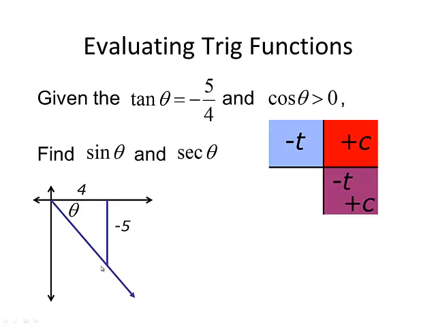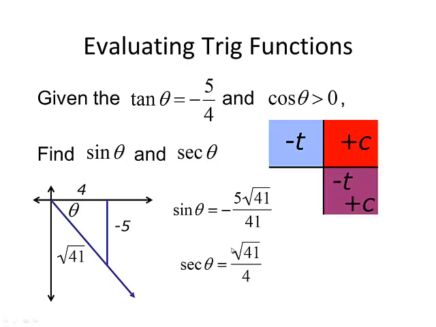So just finding the hypotenuse, we have to use the Pythagorean theorem. A squared plus b squared is equal to c squared. 16 plus 25 is 41. Take the square root. So the sine of theta will be opposite over hypotenuse, negative 5 over square root of 41, and we just clean that up a little bit. Secant is the reciprocal of cosine, and cosine is adjacent over hypotenuse. So secant of theta is hypotenuse over adjacent.